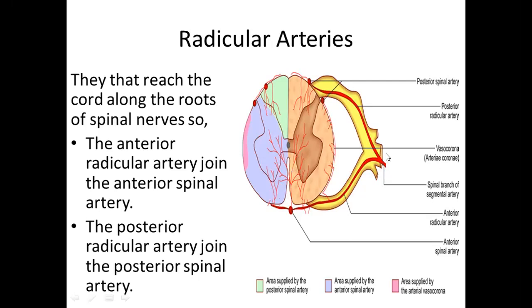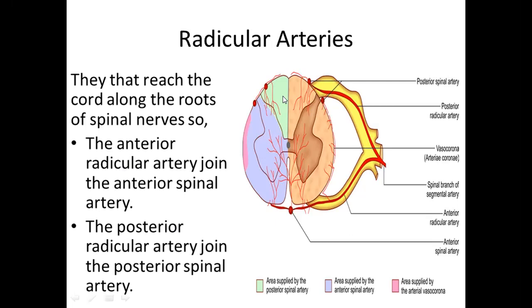The second branch of the radicular artery is the posterior branch, which passes with the dorsal root to join the posterior spinal artery. This is the posterior spinal artery in the posterolateral fissure. So the radicular arteries reach the cord along the root of the spinal nerve. They divide into two parts, one joining the anterior spinal artery and the other joining the posterior spinal artery. Note here the anterior spinal artery supplies the anterior two-thirds of the spinal cord.